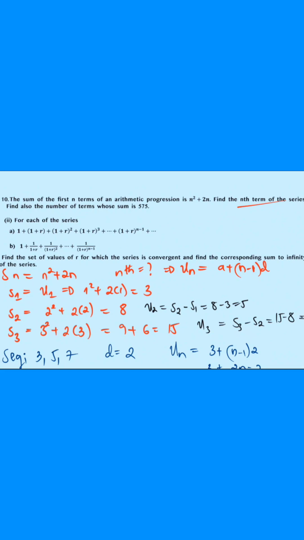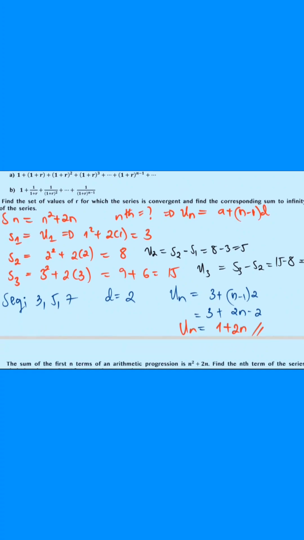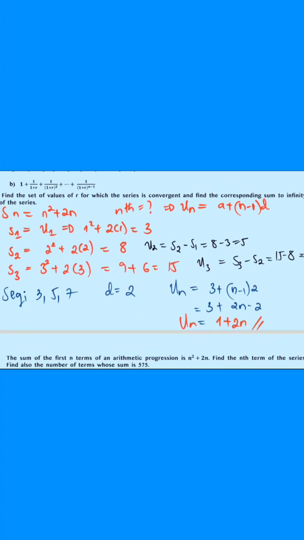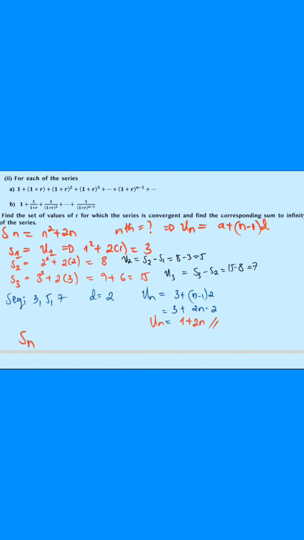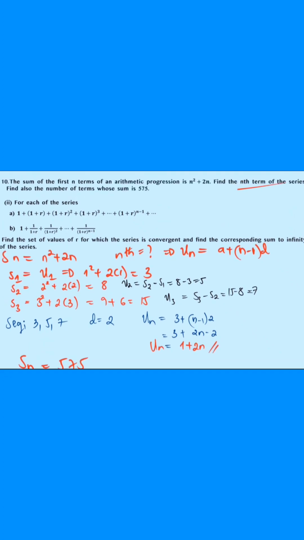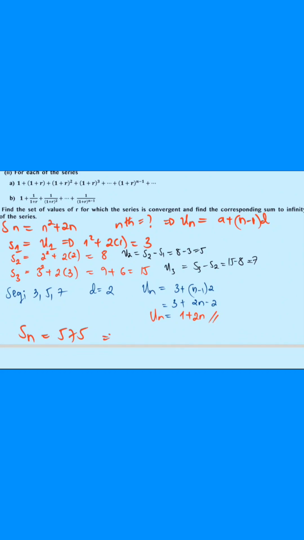And then find also the number of terms whose sum is 575. In that case, we just equate n squared plus 2n equals 575. This one is actually pretty simple. The sum of n terms is 575, and we saw that it's n squared plus 2n equal to 575.